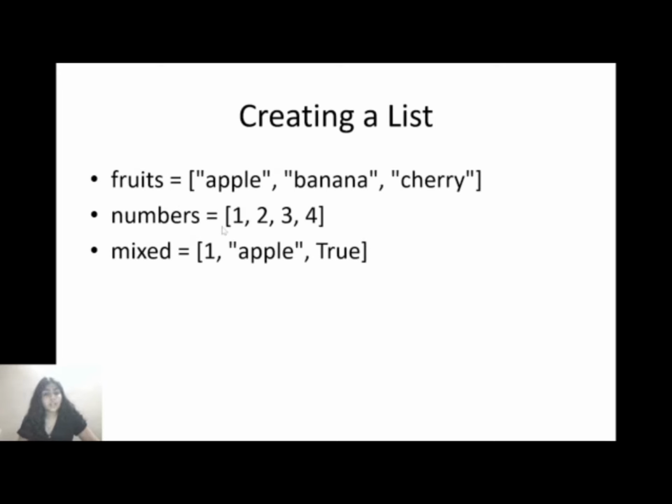Creating a list. To create a list, we use square brackets and add items inside. For example, a list of fruits or numbers, or even a mix of data types like strings, numbers, and booleans. All are allowed in a Python list.